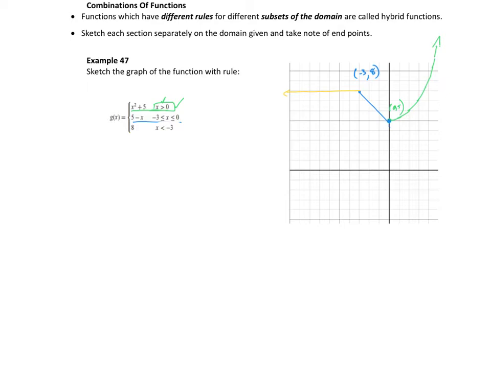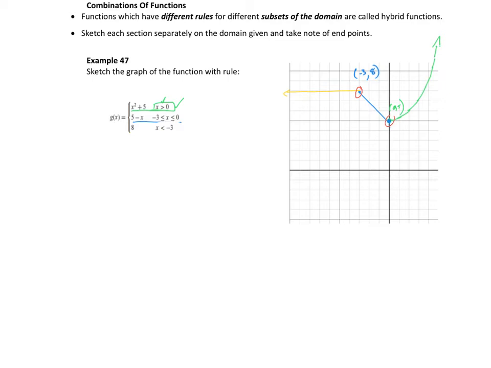Now, as it turns out in this instance, our graph is what we would consider to be continuous because the pieces join up at each of the key points. Both graphs join up there and they both join up there. So our graph is continuous everywhere. So that's a key feature.